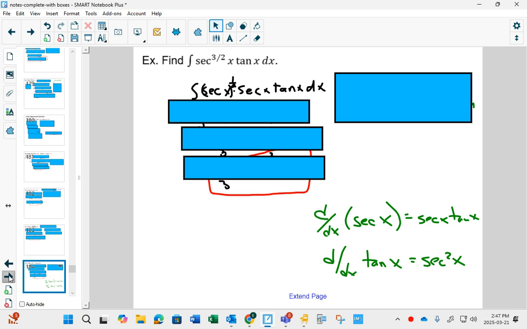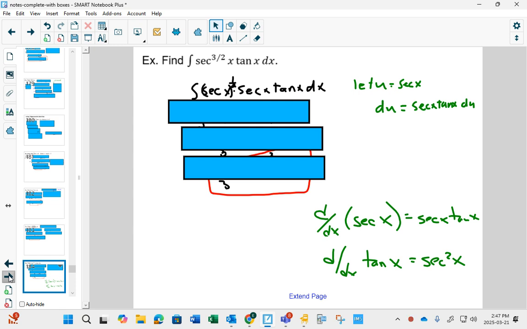So I broke up the secant x to the exponent of 3/2 into a secant x to an exponent of 1/2 and a secant x to an exponent of 1. And you see that secant x to the 1/2 times secant x to the 1 would give you secant x to the 3/2. Does this clean up nicely if I let u equal secant x and du equals secant x tan x? It does clean up really nice, doesn't it?